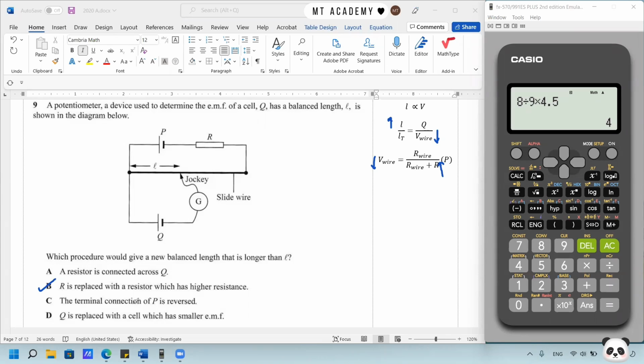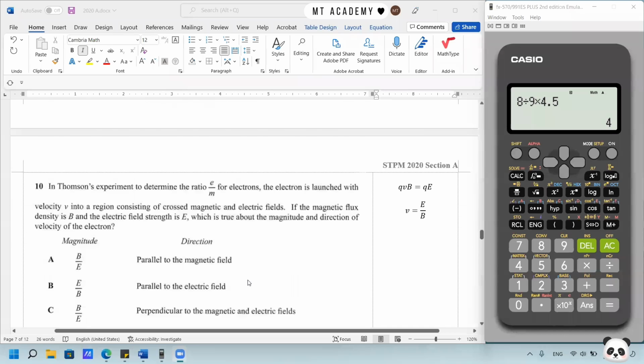Next, the terminal connection of P is reversed. This also doesn't help, because it will form a complete circuit from the driver to the circuit below. Next, Q is replaced with a cell which has smaller EMF. We can see that the balance length is proportional to the EMF of Q, so this also doesn't increase the balance length. So the final answer should be B. And let's proceed to question 10.